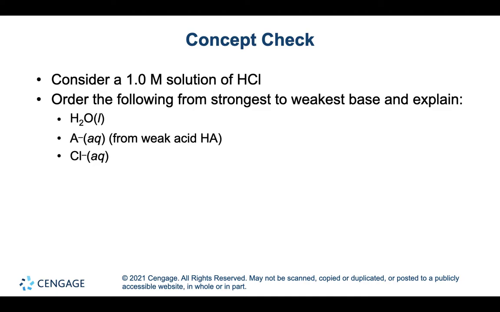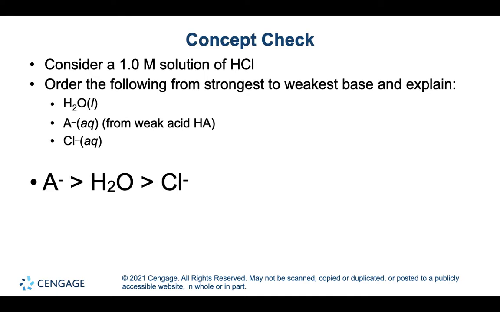So remember, water is sort of caught between the conjugate base of a weak acid, which is stronger than water, and the conjugate base of a strong acid, which is weaker than water. So from strong to weak, it's going to be A minus, because HA is so reluctant at giving up a proton. A minus would be very strongly motivated to get a proton. Water is right there in the middle, and then Cl minus, because HCl easily gives up a proton, Cl minus does not want to take it back. So to be a base means you want to take a proton, take an H plus.